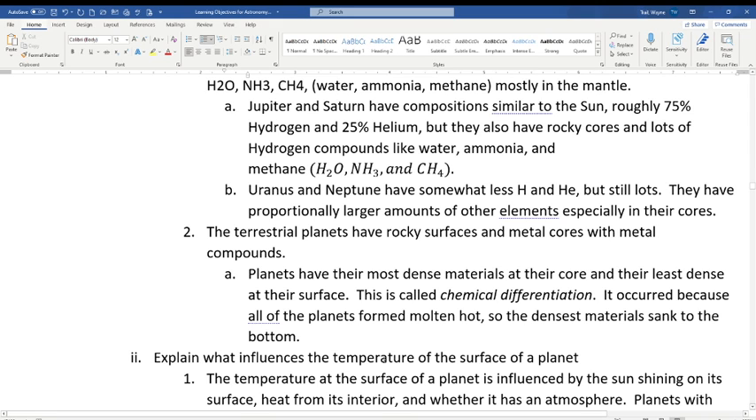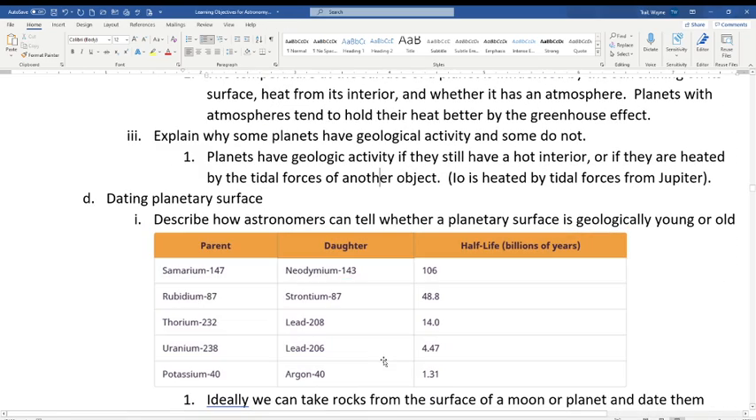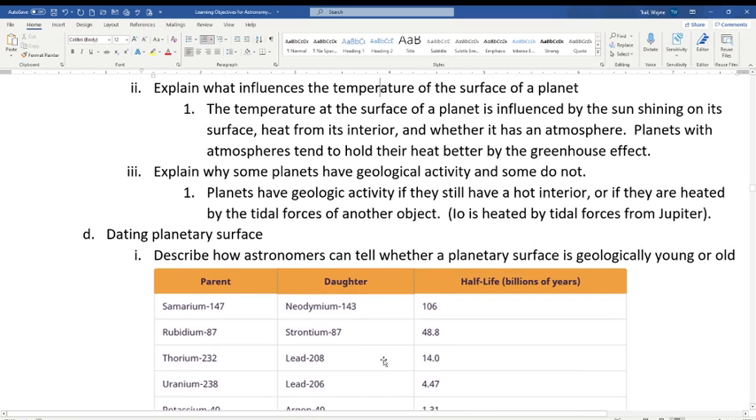Let's just talk briefly about what influences the surface of a planet. The surface of a planet is influenced by the sun shining on it. That affects the inner planets more than the outer planets. But there's also heat coming from its interior. All of these planets formed hot, and so they've stored their heat. The Earth has still got a very hot interior. Other planets have cooled off. The littler ones, like Mercury and Mars, have cooled off mostly in their interior.